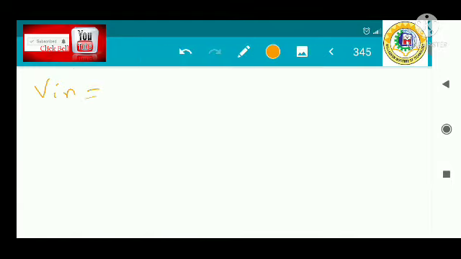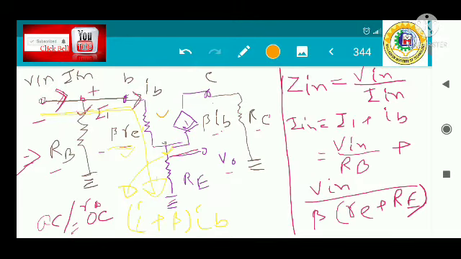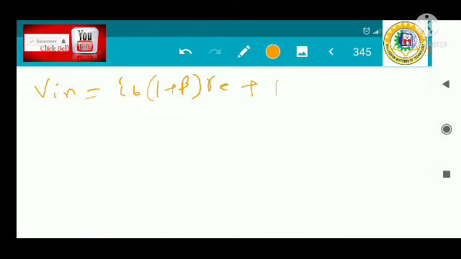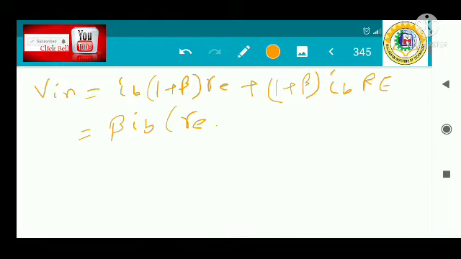So your V in is nothing but IB into 1 plus beta RE. So this component is due to this, and due to this, the component is 1 plus beta into IB into capital RE. So 1 plus beta into IB into capital RE. So this is the resistance. If you simplify this, it comes to be beta IB RE plus RE. So this is the V in.